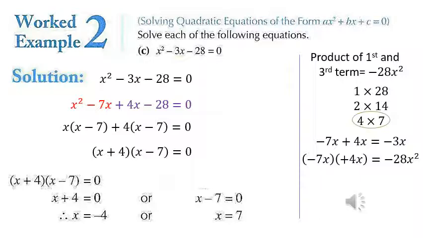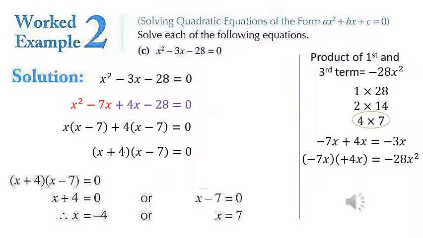By taking common factors, the 4 terms are converted into 2 terms. The first term is x times x minus 7, and the second term is 4 in bracket x minus 7. So in both terms, the bracket x minus 7 is common. So take x minus 7 as common. Then we have x plus 4 and x minus 7 is equal to 0. Since the product of these two factors is equal to 0, x plus 4 is equal to 0 or x minus 7 is equal to 0.